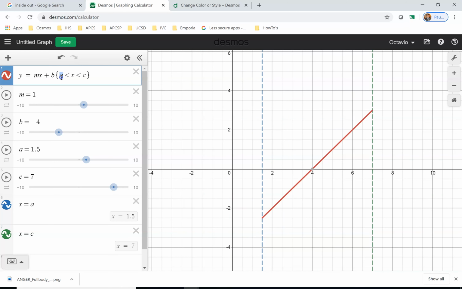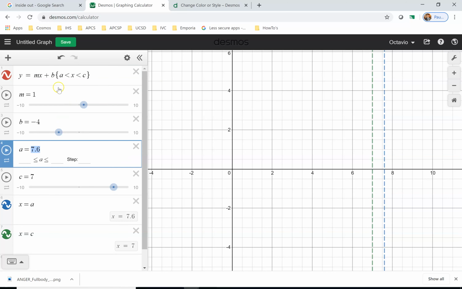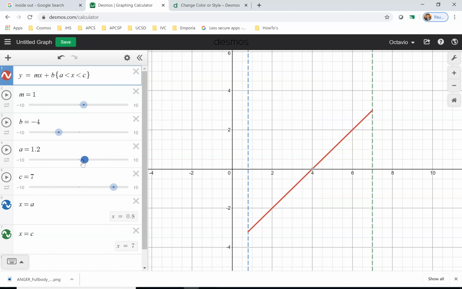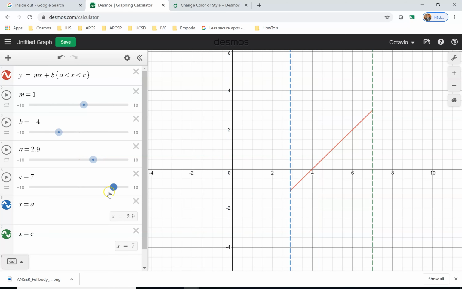I'm messing around with this number. If I make it more than 7, then the line goes away because it's not a valid domain. Right here, this is 7.6, and c is 7. And when I use this format here, a has to always be less than c, and so it's gone. Now if I slide this right here, it moves the right or upper bound on my domain. And so that's how you restrict the domain.